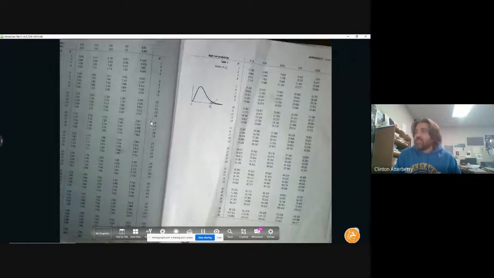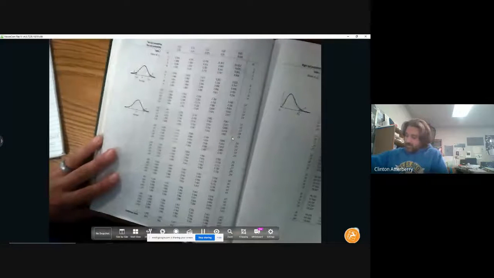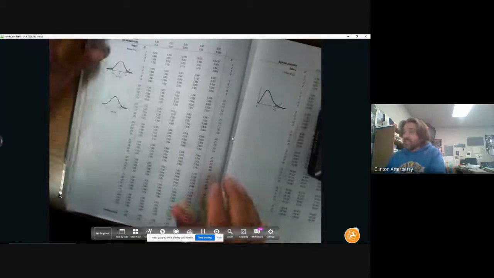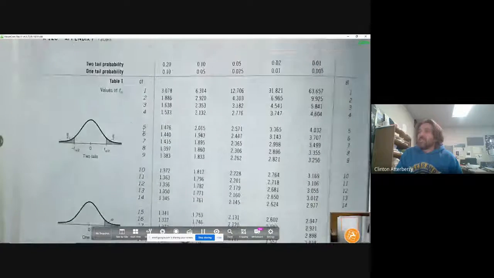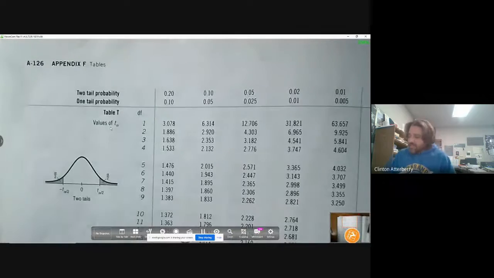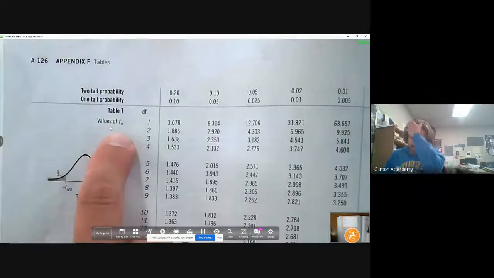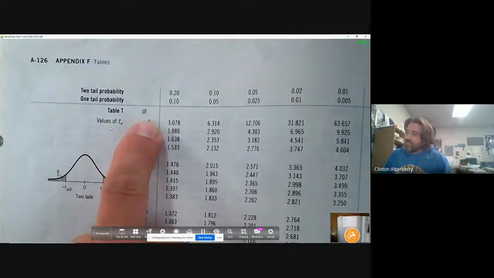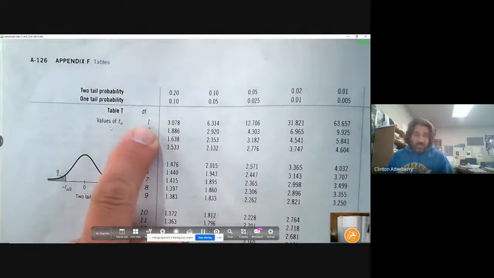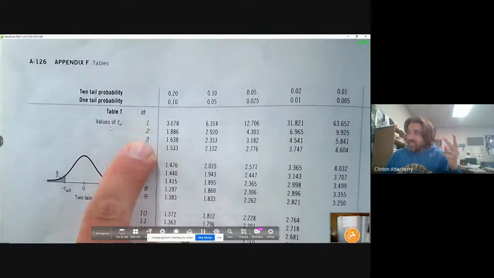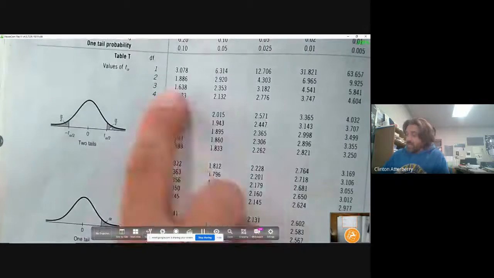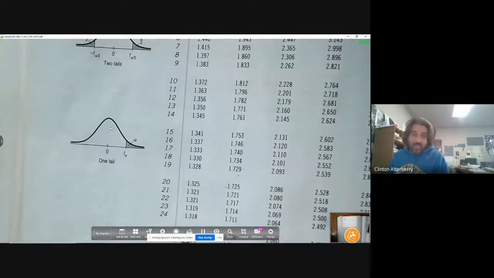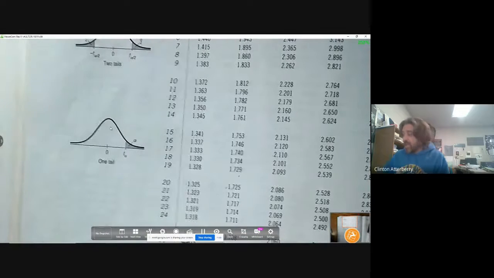what's called table T. If you look, it says table T. This is our values of T. And right here is our degree of freedom. So degree of freedom 1 would be a sample size of only 2. You see these numbers all correspond to whatever your degree of freedom is. Our degree of freedom was 149.